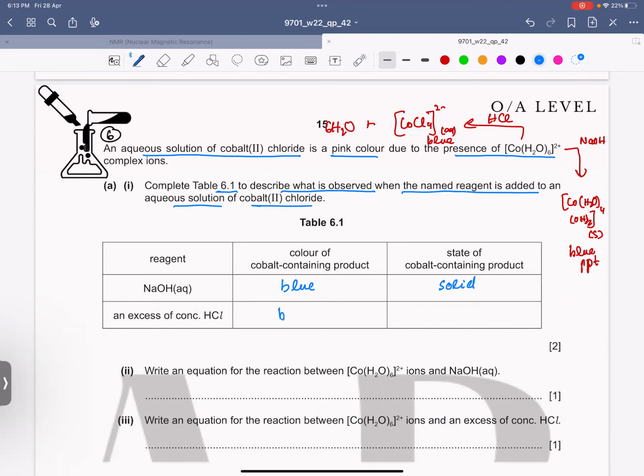So blue, and the state would be aqueous. Okay. Sir, won't it be dark blue? No, dark blue is the case for ammonia. When we add ammonia to copper and excess ammonia is added, then the deep blue or dark blue solution is formed. In the same way, when we add excess ammonia to cobalt, we would get a dark brown solution over there.